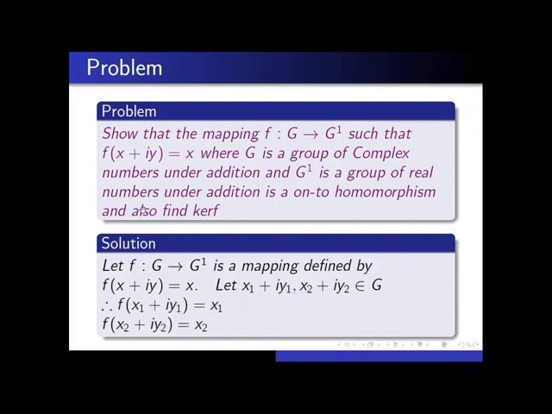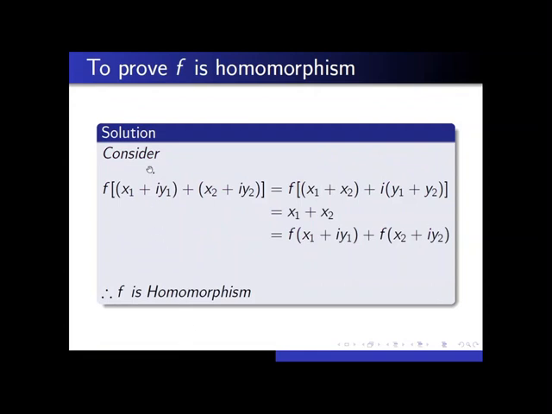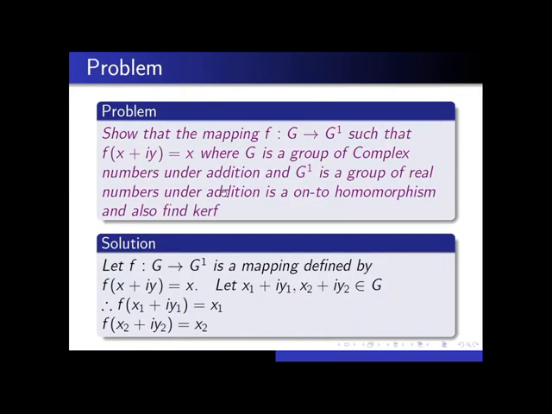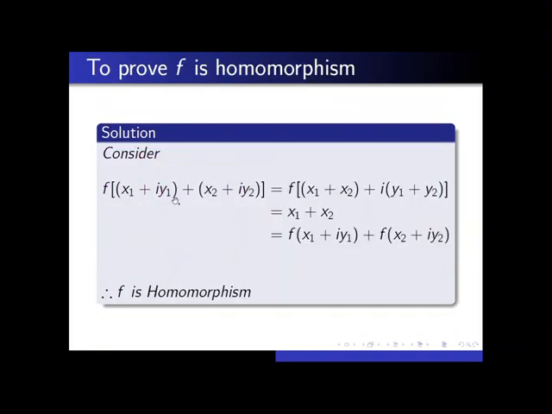f of x1 plus iy1, taking the real part, is x1, and for the second element the image is x2, only the real part. Now consider here, what is circle? Circle is plus and star is also plus. The definition is f of a circle b is equal to f of a star f of b. Since circle and star are both plus, it is enough to prove f of a plus b is equal to f of a plus f of b. Here a is x1 plus iy1 and b is x2 plus iy2. These two are complex numbers. How can we add them? First we write down the real parts: x1 plus x2, and plus i into y1 plus y2.